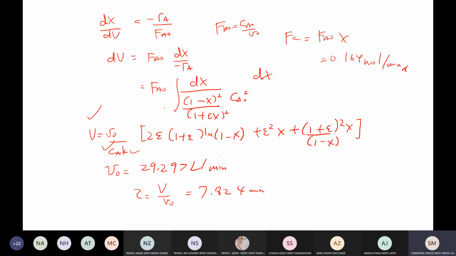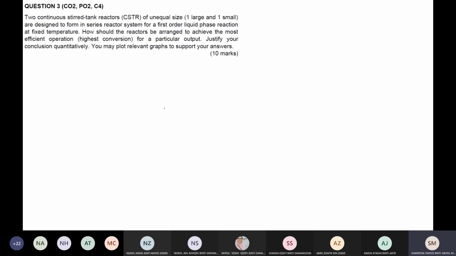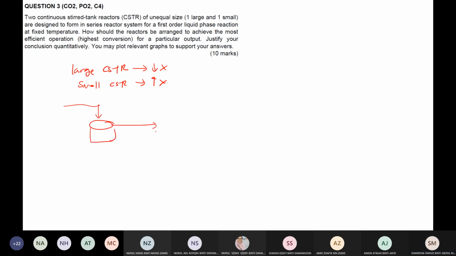Okay, so this one yang ni terpulang pada you, tapi sebenarnya basic konsep dia macam ni lah. Basic konsep dia large CSTR dia akan selalunya bagi lower X, alright, and small CSTR dia akan lebih X. Okay, so kalau kita ada dua, ni refresh balik lah. Okay, so kita ada V1 dengan V2. Okay, ni kalau MFR tau kalau CSTR.